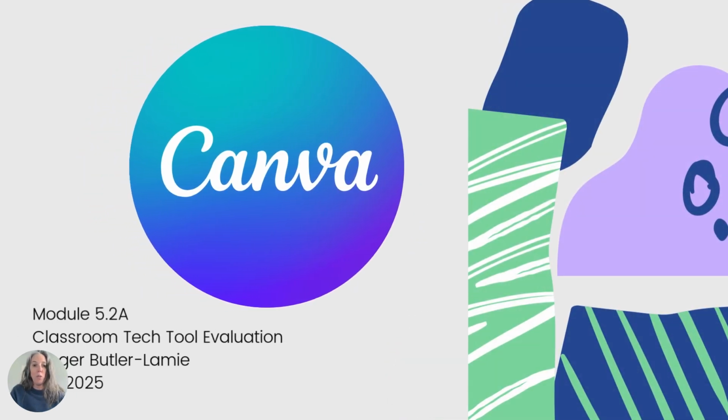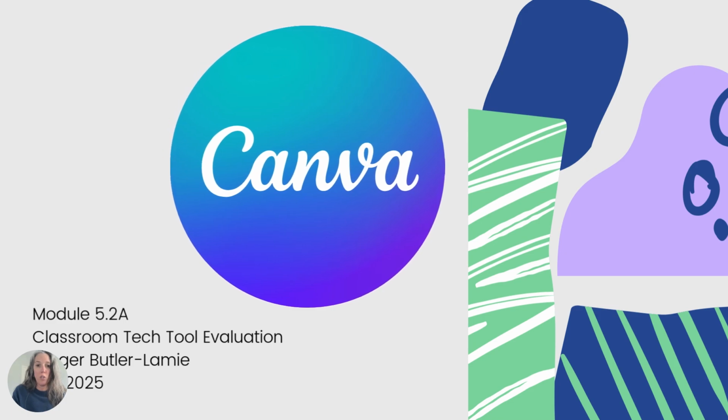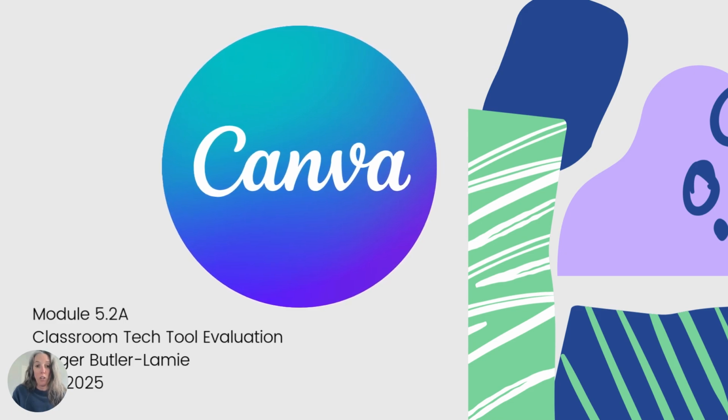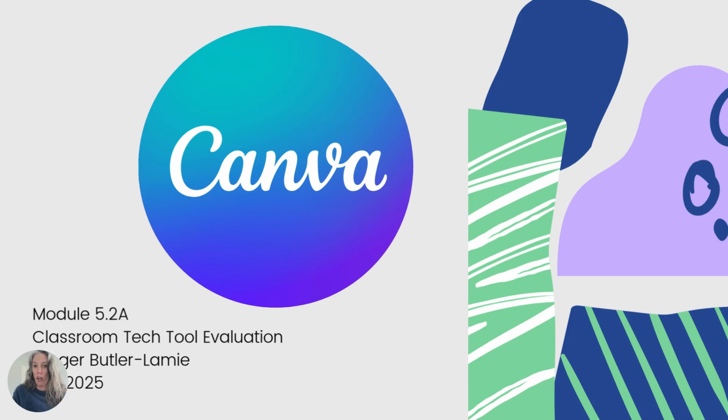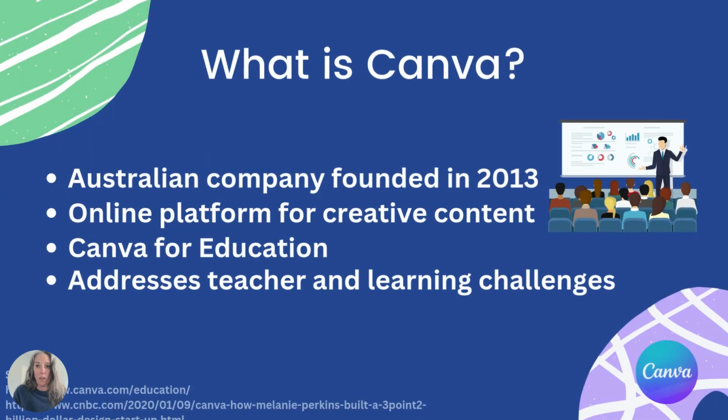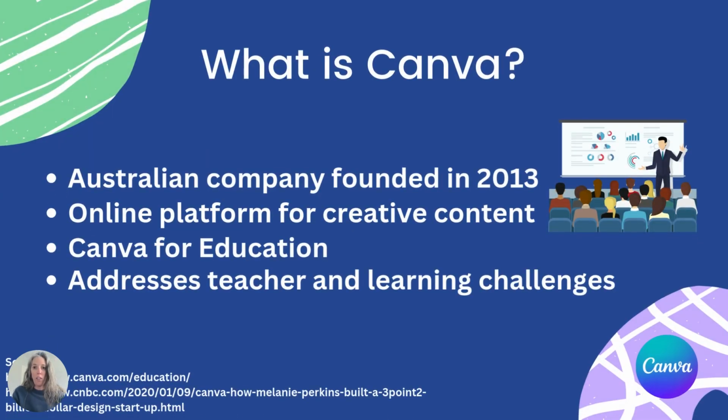For Module 5.2a, the Educational Technology Tool Evaluation, I chose the Canva program. So Canva is an online design and visual communication platform that has uses and designs that are specific to education.